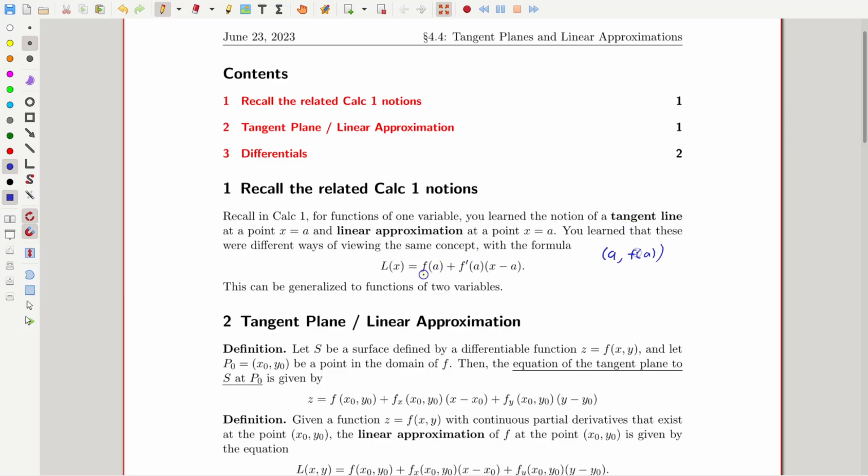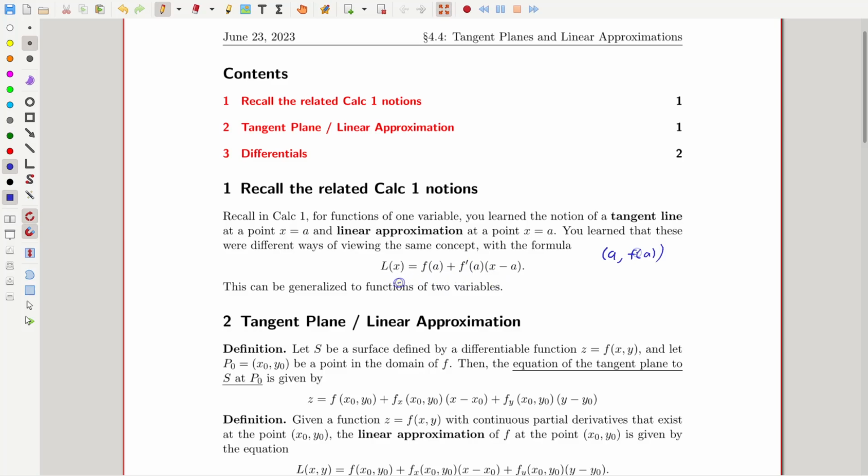So this is to get the height of your tangent line correct, and then the slope of the tangent line is calculated by using the derivative of the function and plugging in at a. This is to match up the slope of the tangent line with the slope of the curve at that point, so that you end up getting a tangent line.